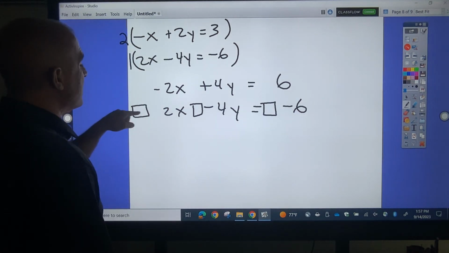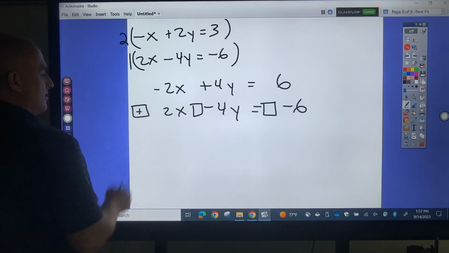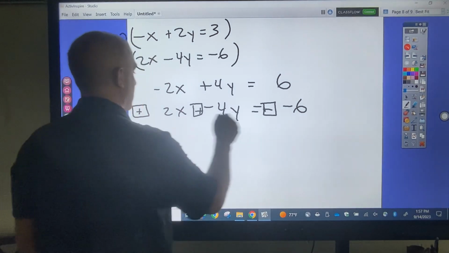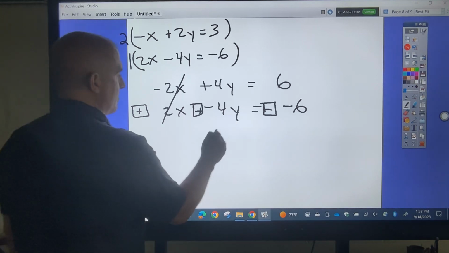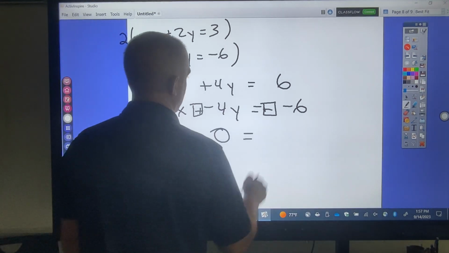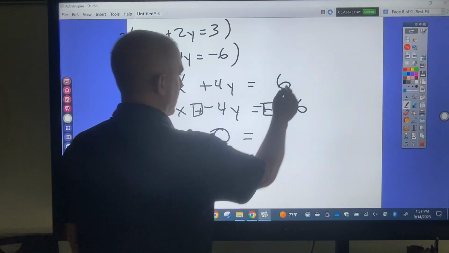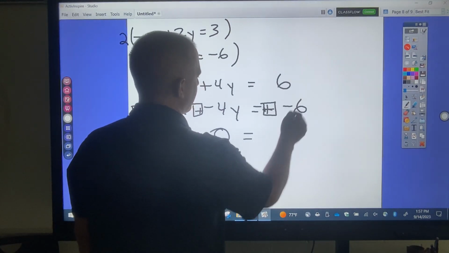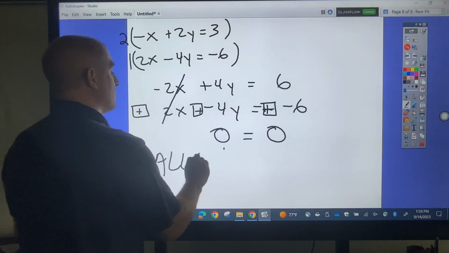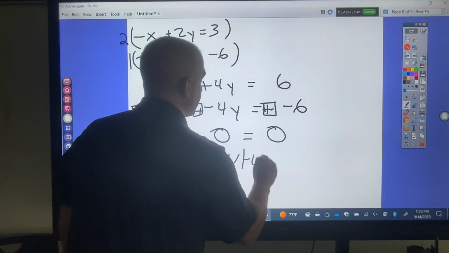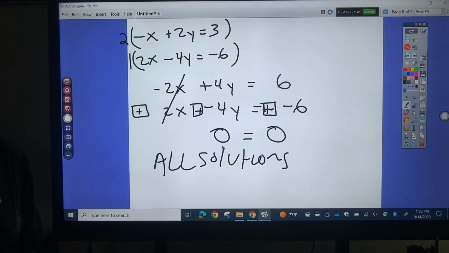Well, negative 2 minus 2 would be negative 4, so I have to pick plus. That means all these are plus. So the x's go away. I got 4y plus negative 4y, that's 0y. 6 plus negative 6 would be 0. Does 0 equal 0 all the time? Yes. So this is all solutions. This is a system that is on top of each other.